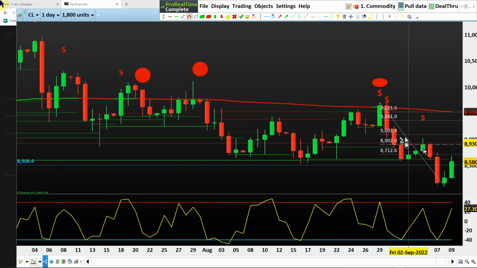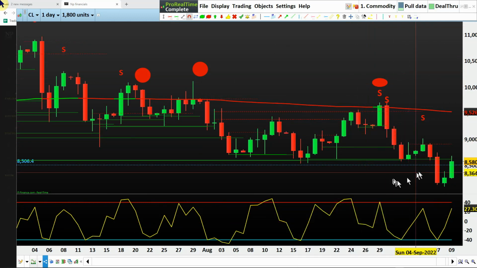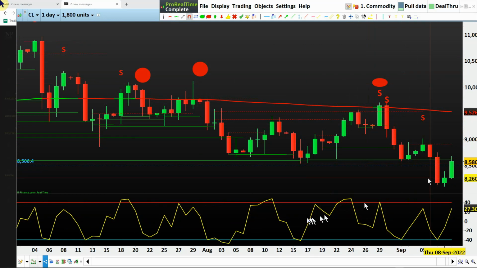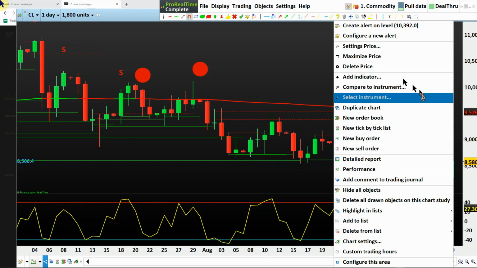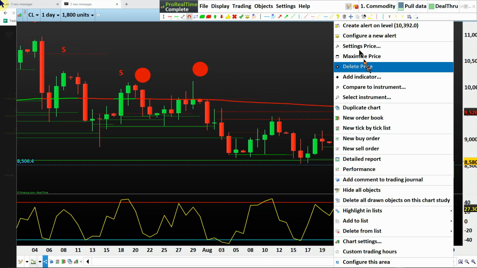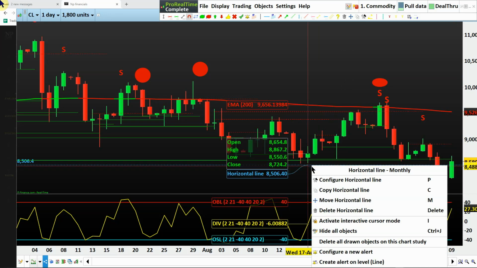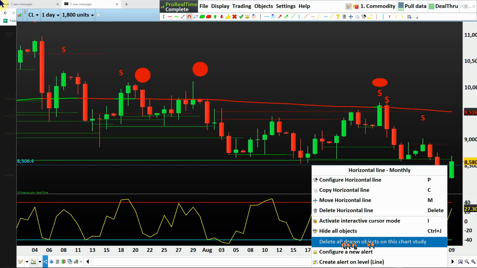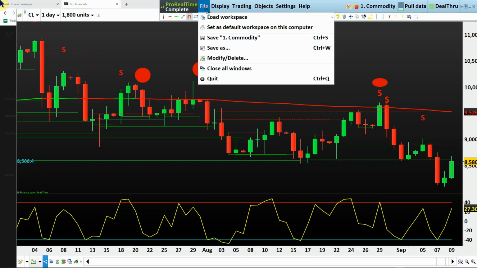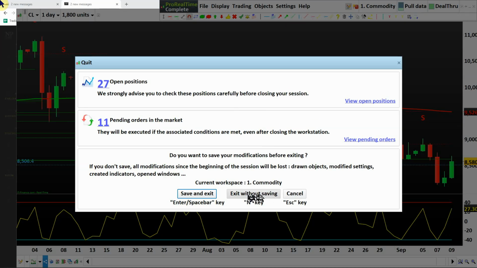Delete pivot points. Just to make things clearer, I'm deleting which we have completed. If by mistake you delete all objects, which is the most dangerous thing to do, then either you can delete this one, or you can at most hide all objects, but if you delete all objects, that's a very dangerous one. So by mistake, if you do this in ProRealTime, delete all drawn objects, then what you have to do is quit and then don't save it. Then you will lose the last 1 hour of whatever you have done. I'm happy with that because I have done a mistake, correct?